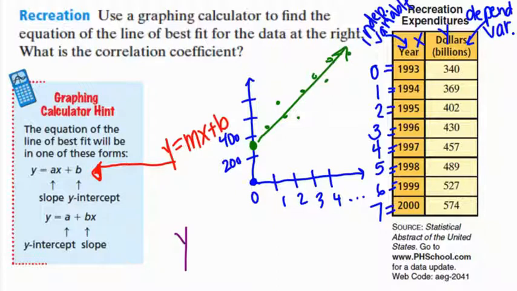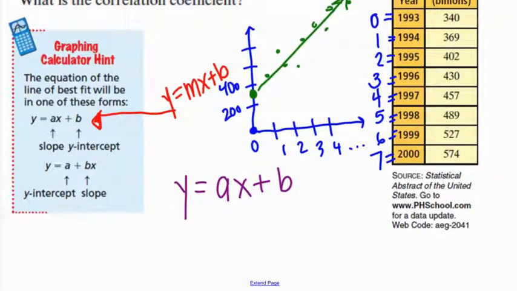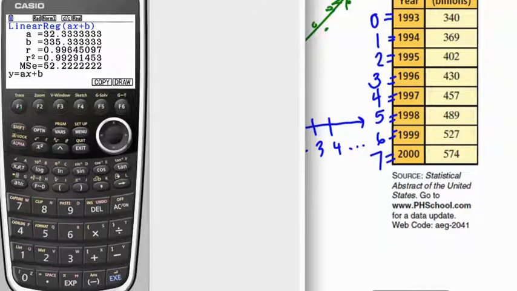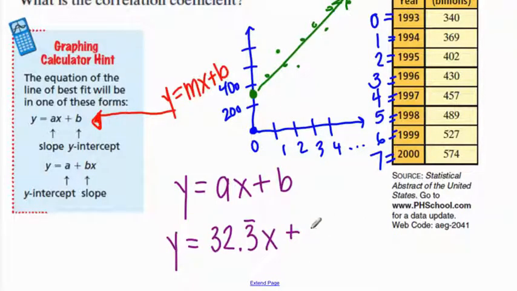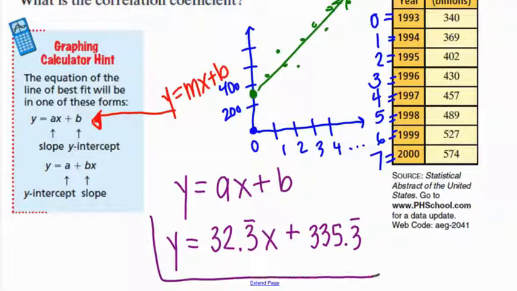So remember, we have Y equals AX plus B. Looking at our calculator, our A value is 32.3 repeating, and our B value, let me pull that back up, is 335.3 repeating. And there's our equation of our line of best fit.